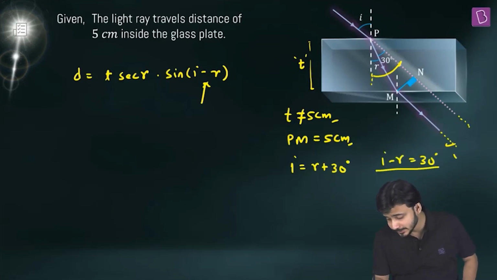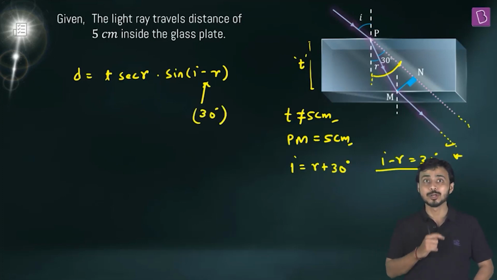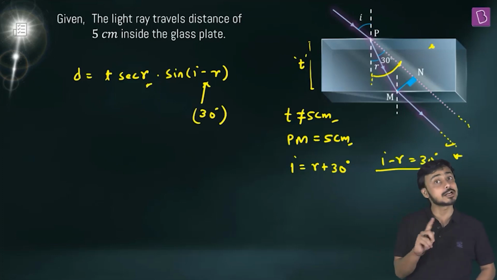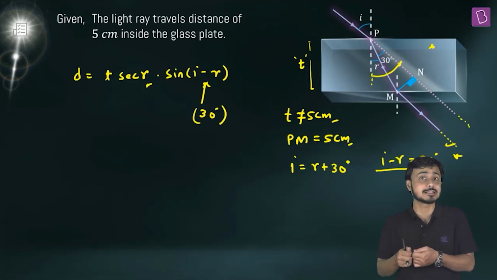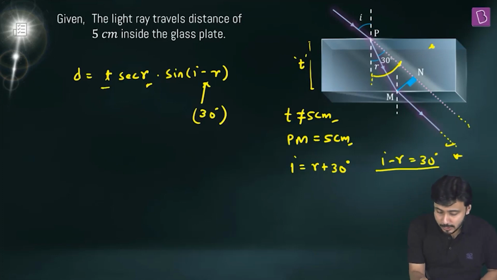You might be happy, sir. We got I minus R as 30 degrees. Our problem is solved. No, it's not. Why it's not? Because the value of R is not given to you. The value of I is not given to you. The value of mu in the glass is not given to you. So you cannot apply even Snell's law and get the value of I, R or something, right? You cannot relate I and R. What to do next? T is also unknown, right?